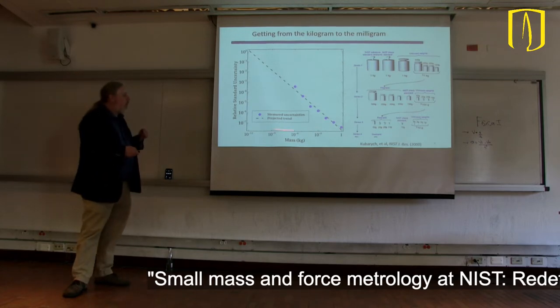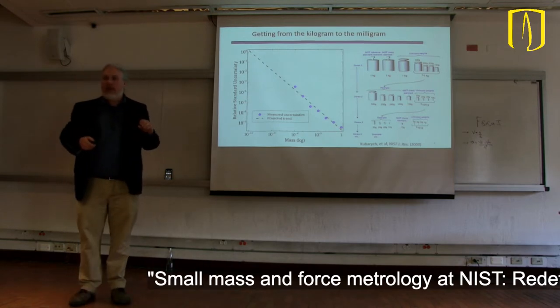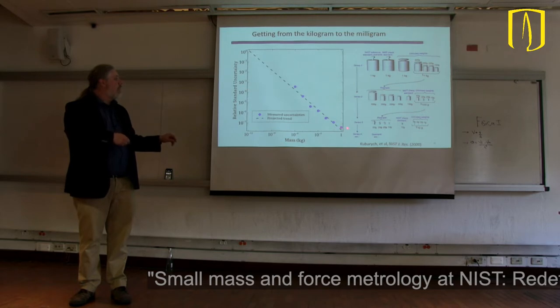At the kilogram level, our uncertainty is 10 parts per billion, 1 part in 10 to the 8. Right? Each time you subdivide the kilogram, the uncertainty increases. By the time we get to a milligram, you've gone from parts of 10 to the 8, and I'm showing the mass here on this axis, and the uncertainty in mass here. You've gone from parts of 10 to the 8, to parts of 10 to the 4.